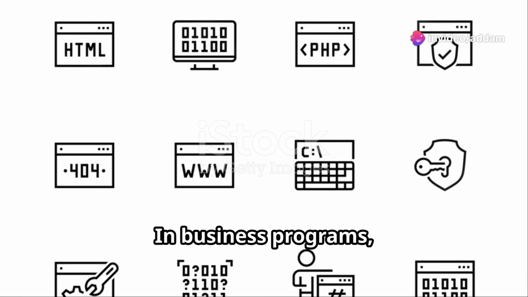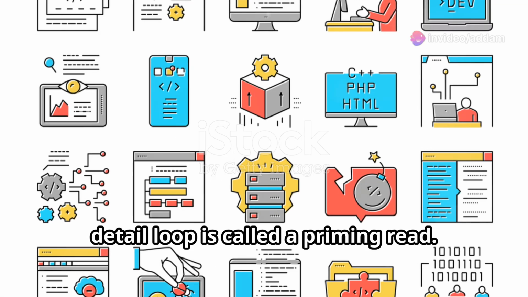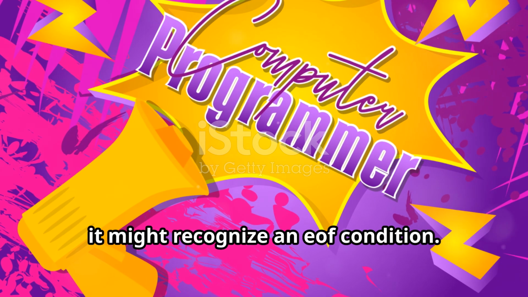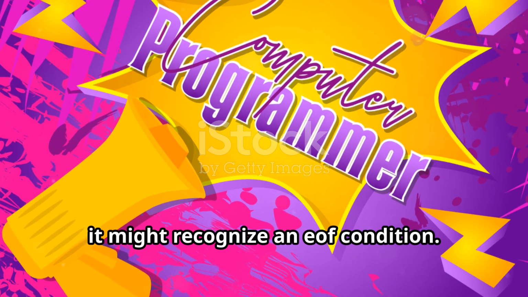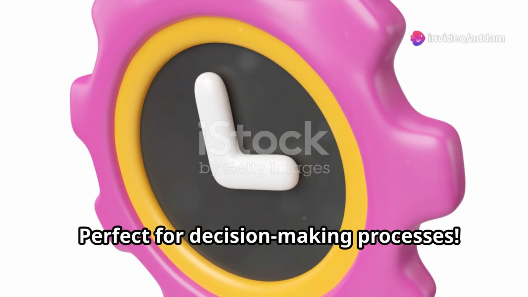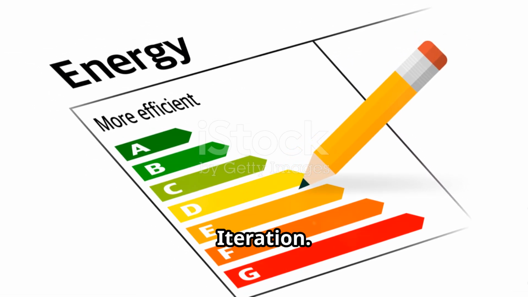In business programs, the input statement that precedes the detail loop is called a priming read. It executes just once, and if no data items are available, it might recognize an EOF condition. This code checks the condition and selects the appropriate block to execute. Perfect for decision-making processes. And finally, iteration.